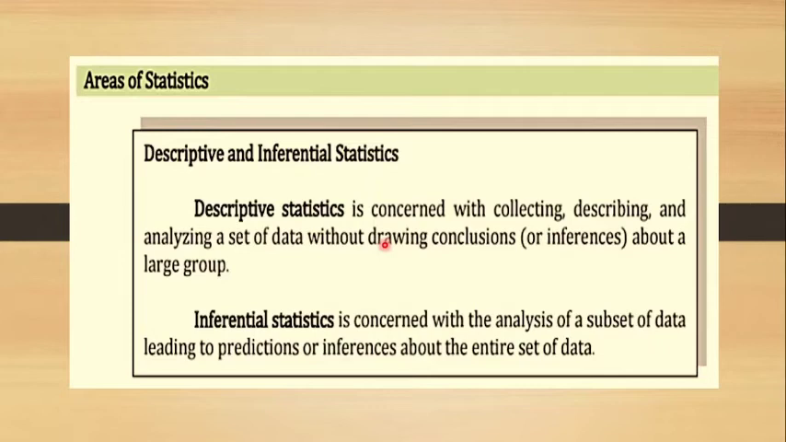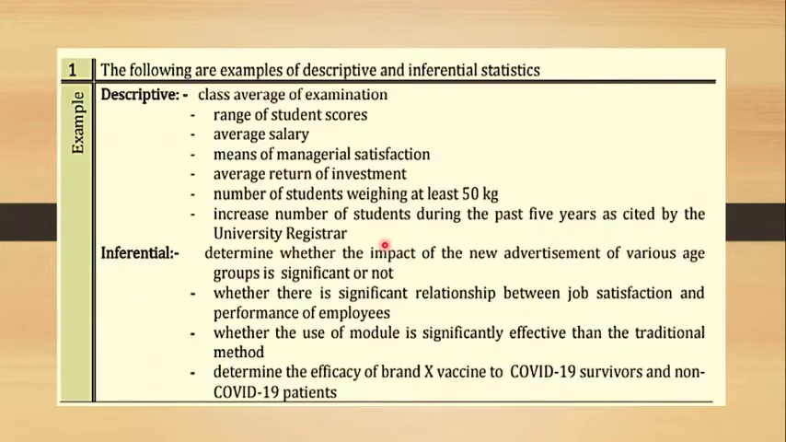So what is descriptive statistics? Descriptive statistics is concerned with collecting, describing, and analyzing a set of data without drawing conclusions or inferences about a large group, while inferential statistics is concerned with the analysis of a subset of data, leading to predictions or inferences about the entire set of data.